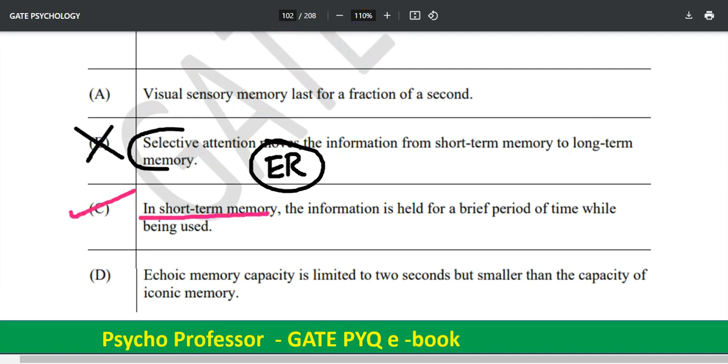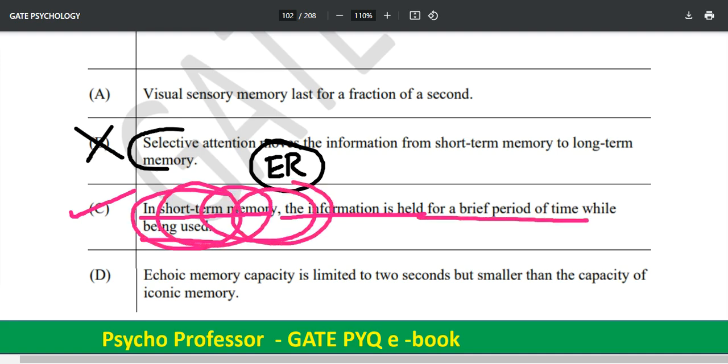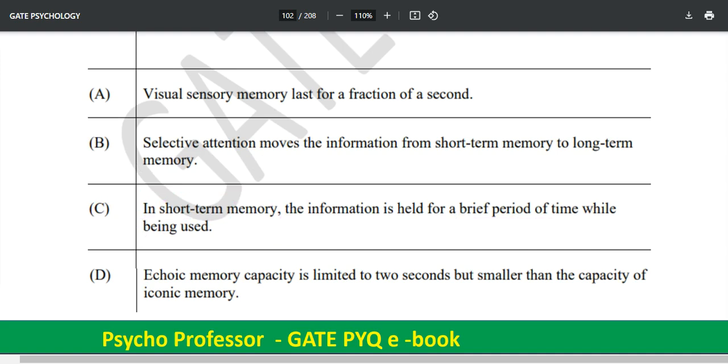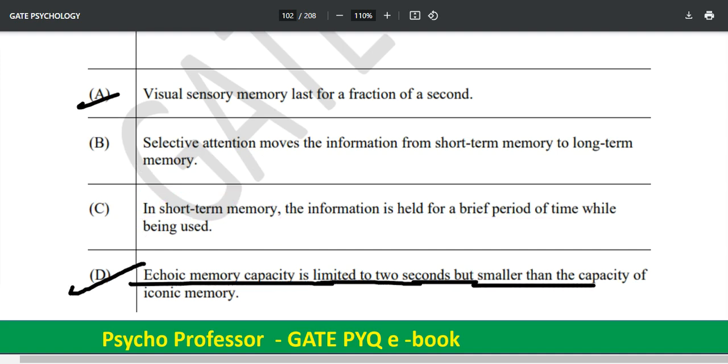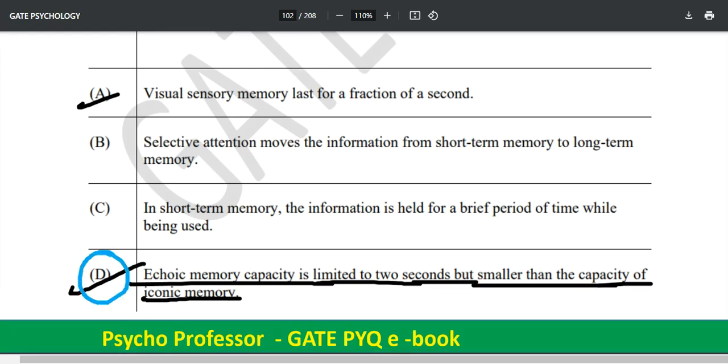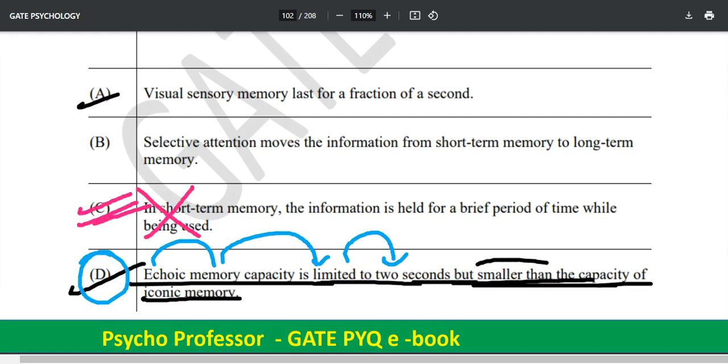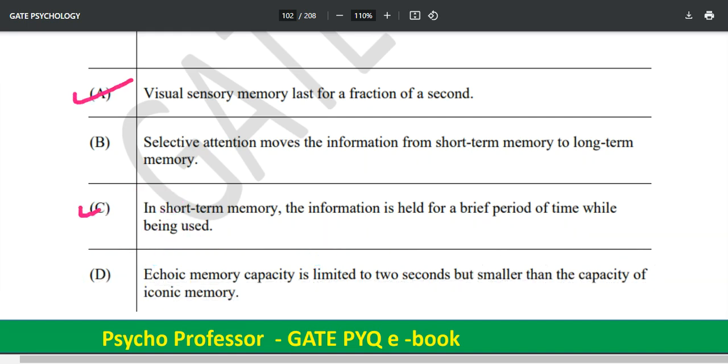Option C: in short-term memory, the information is held for a brief period of time while being used. Yes, talking about the working memory thing. And okay, I just told you about echoic memory. Echoic memory capacity is limited to 2 seconds but smaller than the capacity of iconic memory. And this is also a correct one. What you heard while I was explaining this, you would have forgotten, but smaller than the capacity of iconic memory. Okay. So what we will find correct is A, C and D.